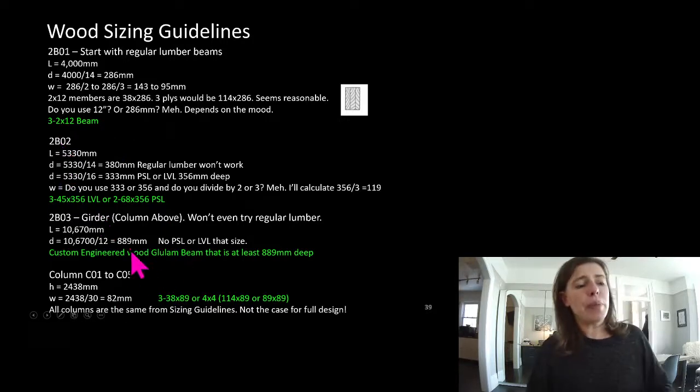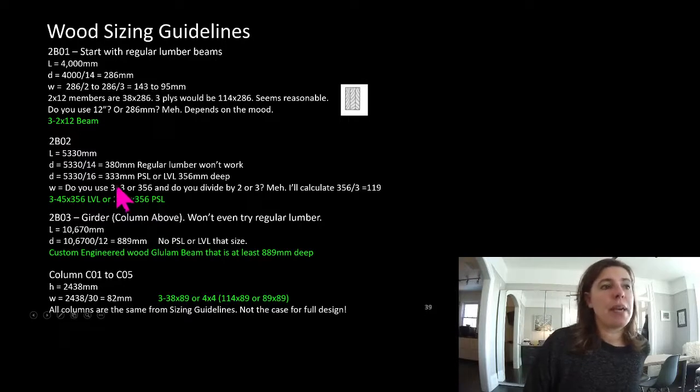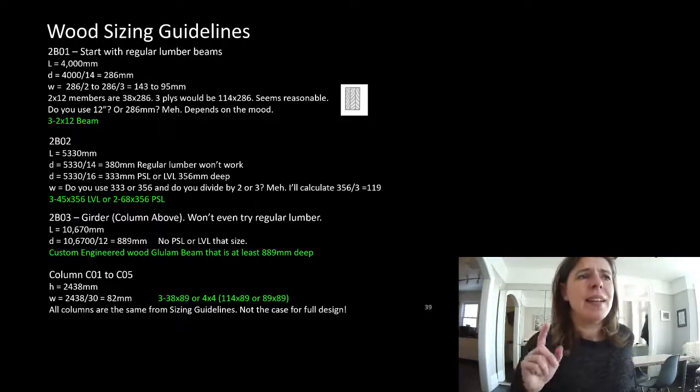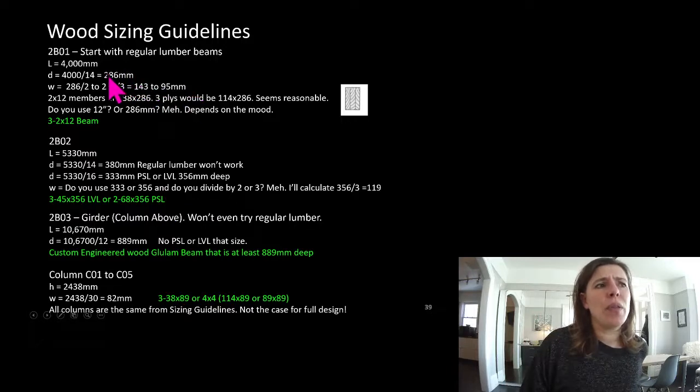So 2B02 was our longer beam here. Again, we first want to try regular lumber and see if it works. If regular lumber works, it's the cheapest. Let's use that. Except I already know that this 2x12 was perfect for 4 meters. This is longer than that. I have a gut feel that this isn't going to work in regular lumber. So let's go through it though. 5,330 divided by 14, which is our sizing guideline for regular lumber, gives us 380. There is no regular lumber that's going to work. So let's move on to engineered lumber.